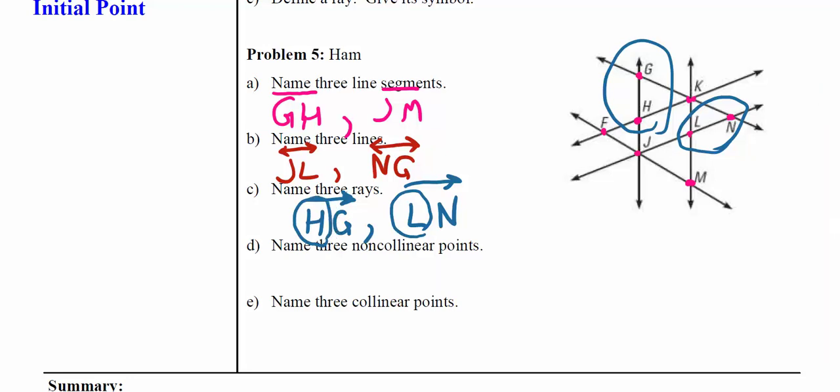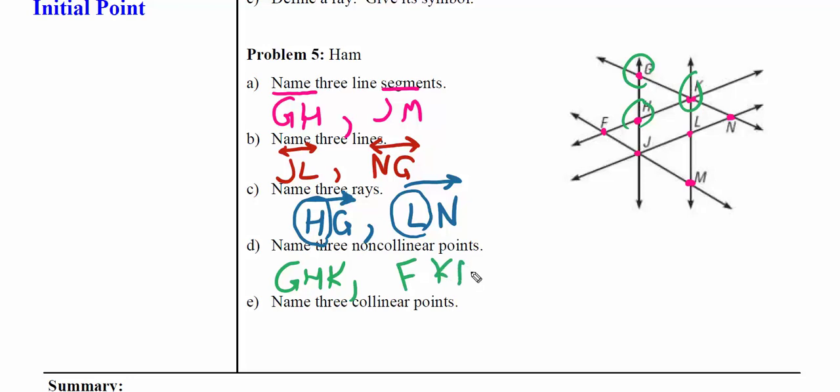Let's name 3 non-collinear points. We could do GHK. They're not in the same line, that's for sure. And let's do FKM. Now, incidentally, if they are non-collinear, it looks like they could be coplanar, but we're not going to go into that right now. Okay, and then we're going to go ahead and name 3 collinear points.